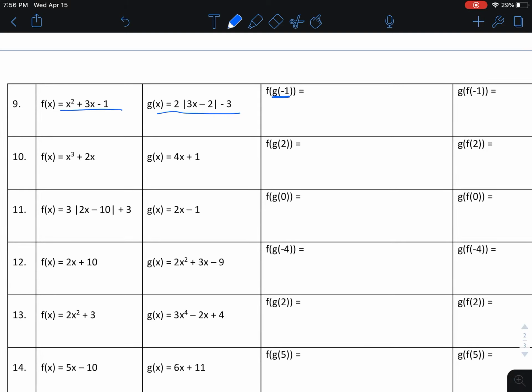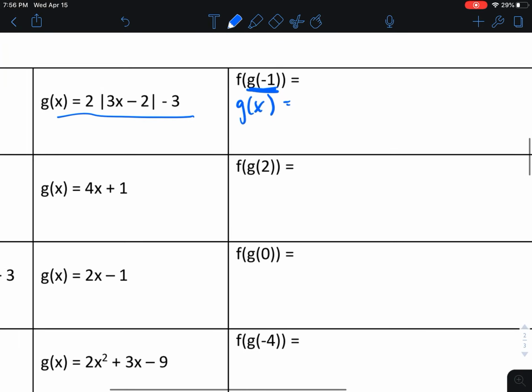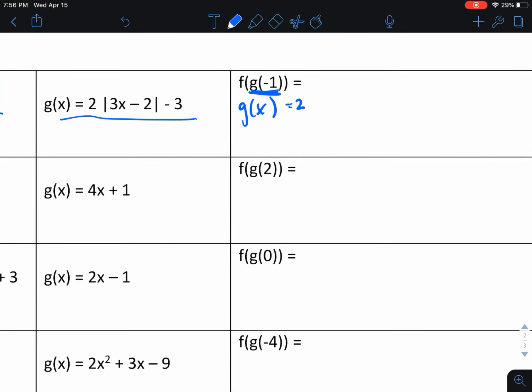All right, so we start with g of x, and we're plugging -1 in. So my g of x equals, let me make this a little bigger, 2 times the absolute value of 3 times x. My x in this case is -1, minus 2, and then minus 3.